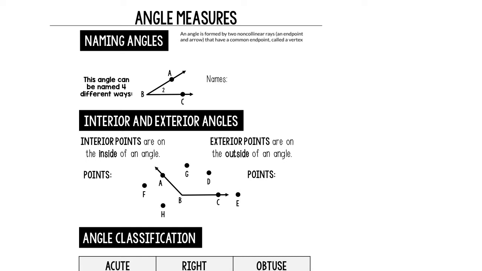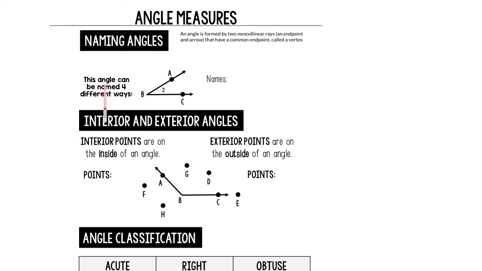So on this angle that you're looking at, you've got two non-collinear rays, ray BA and ray BC. They're two rays not on the same line. An endpoint at B and an arrow that goes through A. And they have a common endpoint called the vertex. The vertex is where B is.